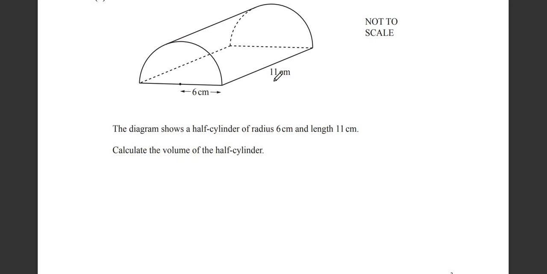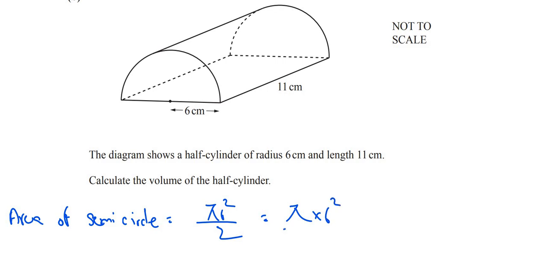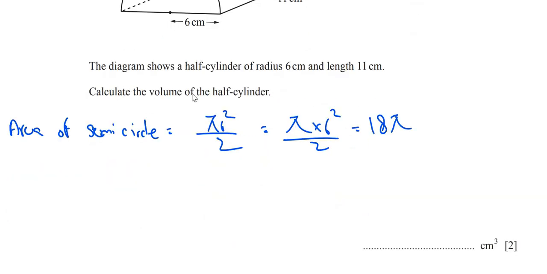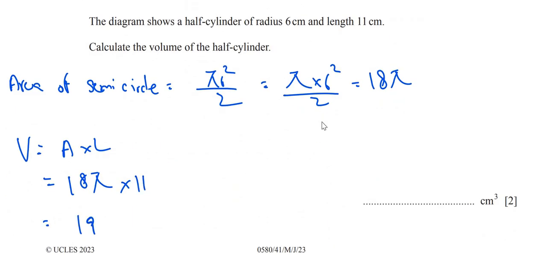So guys, this is very simple. First of all, you can calculate the area of the semicircle. The area of a semicircle is pi r squared divided by 2. So pi multiplied by 6 squared, divide the whole thing by 2. So you will get 18 pi. In order to find the volume, volume is equal to the area of the semicircle multiplied by length. So that's 18 pi multiplied by the length, 11. So this becomes 198 pi. And if you round off 198 pi, you will get 622.035. So you can put your answer as 622.